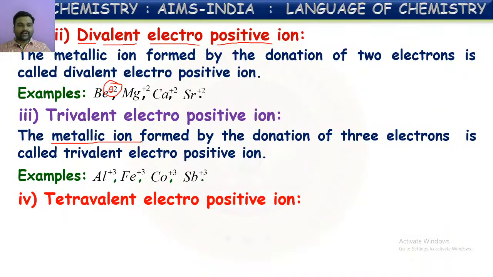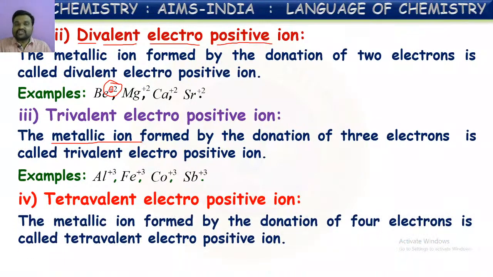Next one, tetravalent electropositive ions. So in the name tetra represents 4. So the valency 4 is formed by the loss of 4 electrons. So the 4 positive charges are created on the atom by the loss of or by the donation of 4 electrons by that element. So definitionally you can say the metallic ions which are formed by either the donation or the loss of 4 electrons are called as tetravalent electropositive ions.